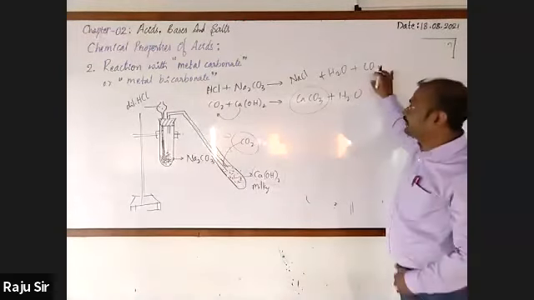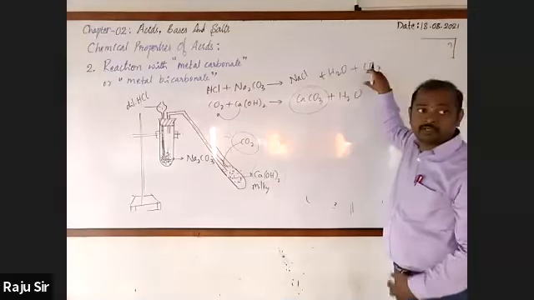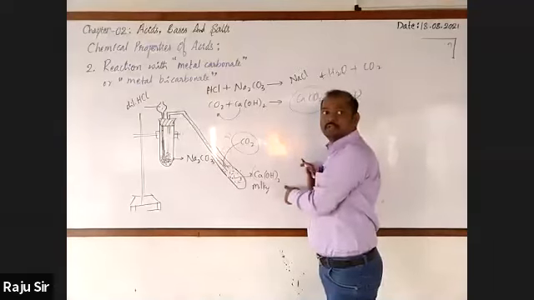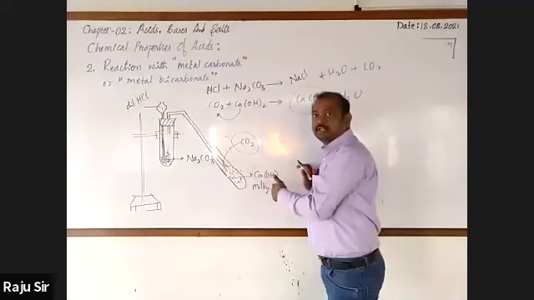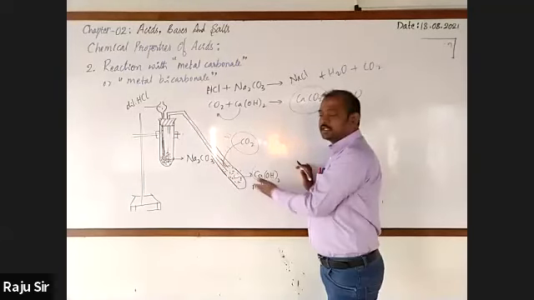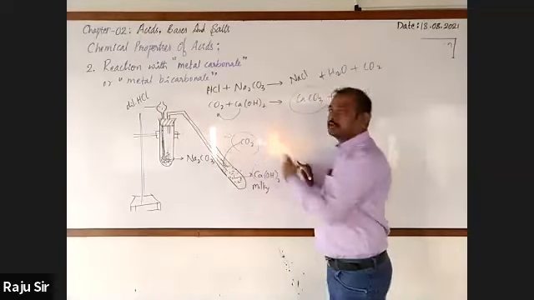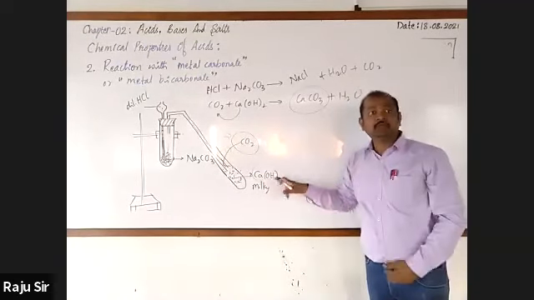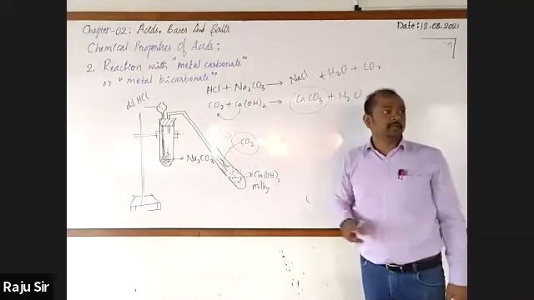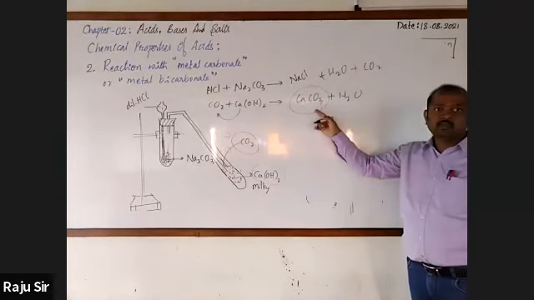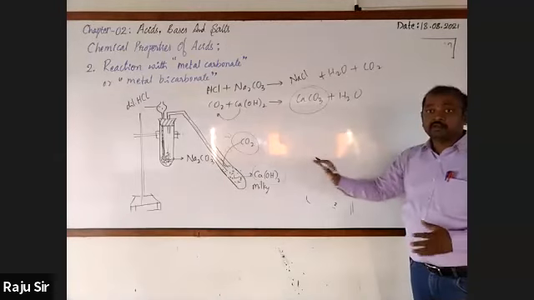And we'll go for testing the liberated gas, carbon dioxide, by passing that into the calcium hydroxide. If the calcium hydroxide solution turns milky, it indicates the liberated gas is carbon dioxide. It turns milky due to the formation of the precipitate. What is that precipitate? Calcium carbonate.